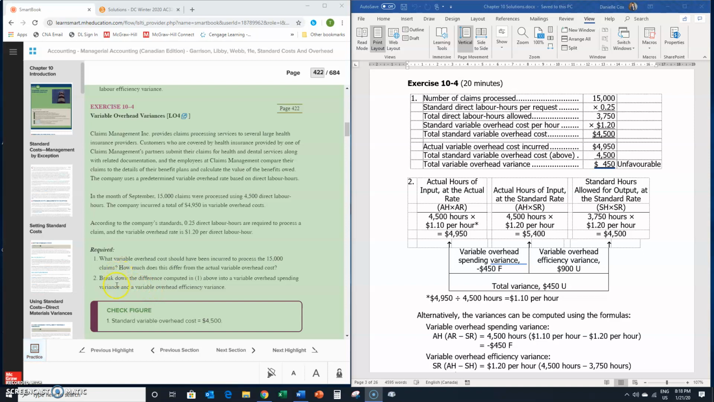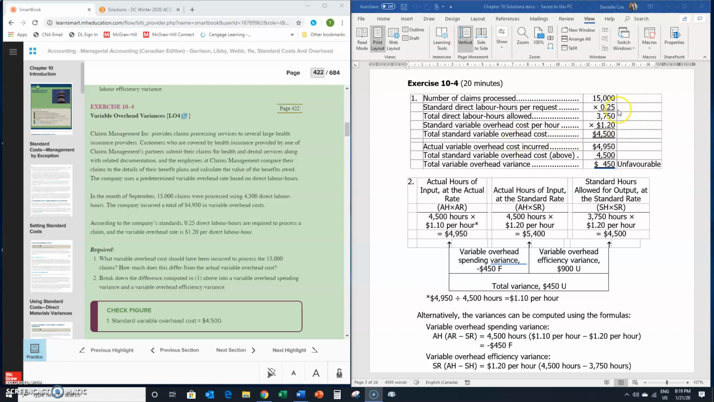So required, part 1. What variable overhead cost should have been incurred to process the 15,000 claims? How much does this differ from the actual variable overhead cost? Okay, so 15,000 claims, they should have taken 0.25 direct labor hours each, which means the total direct labor hours that should have been used were 3,750. Each one of those hours should have cost $1.20 per hour, which means that $4,500 is the standard for the variable overhead costs.